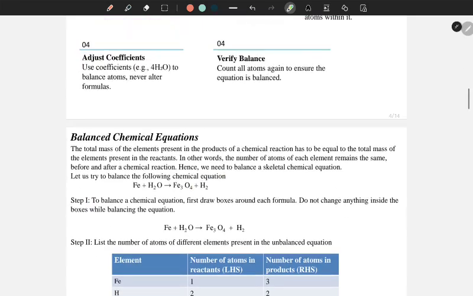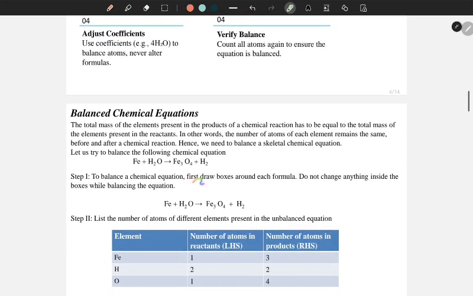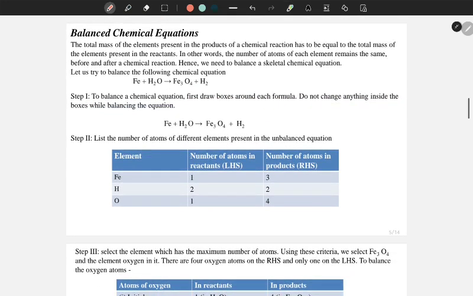So step 1, what is step 1? Step 1 is to balance the chemical equation. Here see, first draw box around each formula, do not change anything inside. So here also it is written the same thing. First draw box around each formula, do not change anything inside the box while balancing the equation. So what is it saying here? It's saying that just draw box around the formula and do not change anything inside. So we have to just draw box like this, okay.